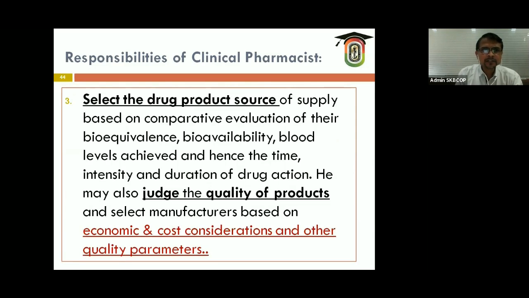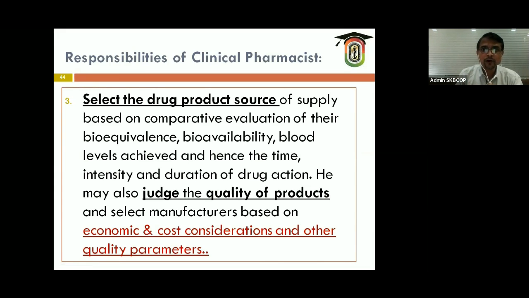Then the third responsibility is to select the drug product source of supply based on comparative evaluation of bioequivalence, bioavailability, blood level achieved, and hence time, intensity, and duration of drug action. So another major responsibility of the clinical pharmacist is to select the drug product source from where the drug has to be procured. He may also judge the quality of the product and select the manufacturers based on economic and cost consideration apart from the quality parameters, right?